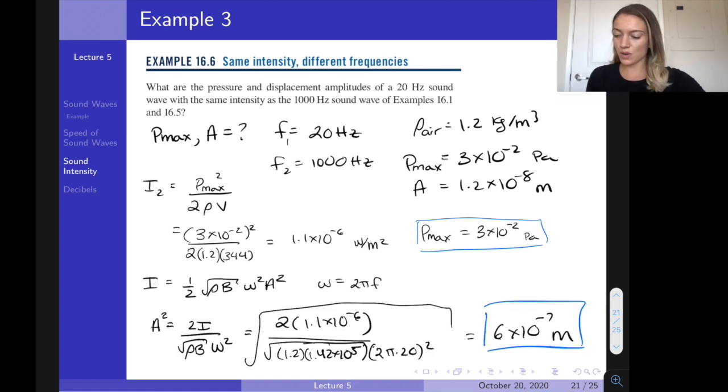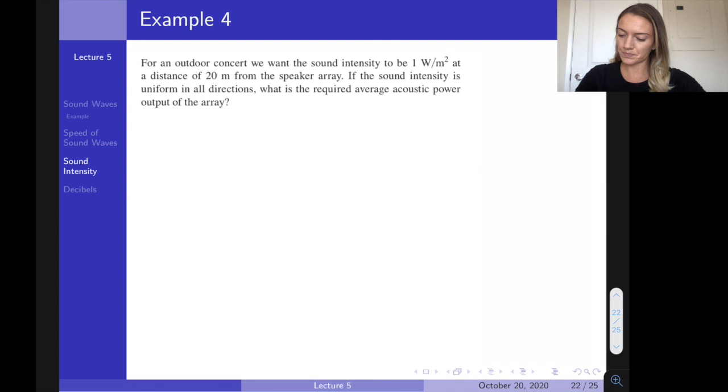All right, now let's do one more example with intensity. Here we have an outdoor concert. We want a sound intensity of 1 watt per meter squared at a distance of 20 meters from the speakers. If the sound intensity is uniform in all directions, what is the required average acoustic power output of the array, or just of the speakers? So we have the intensity: we want it to be 1 watt per meter squared.